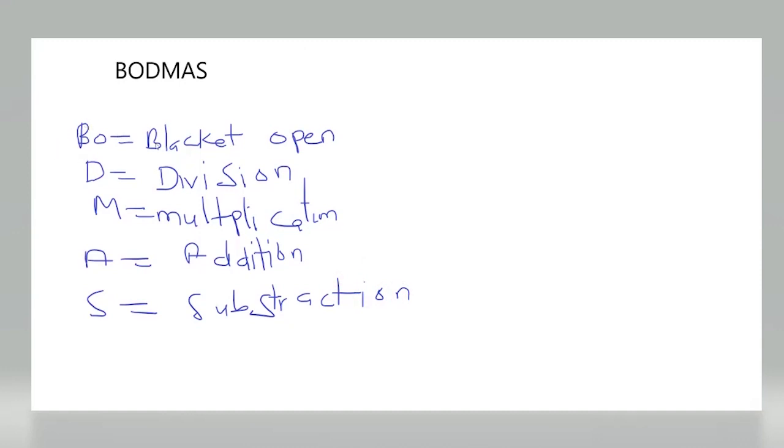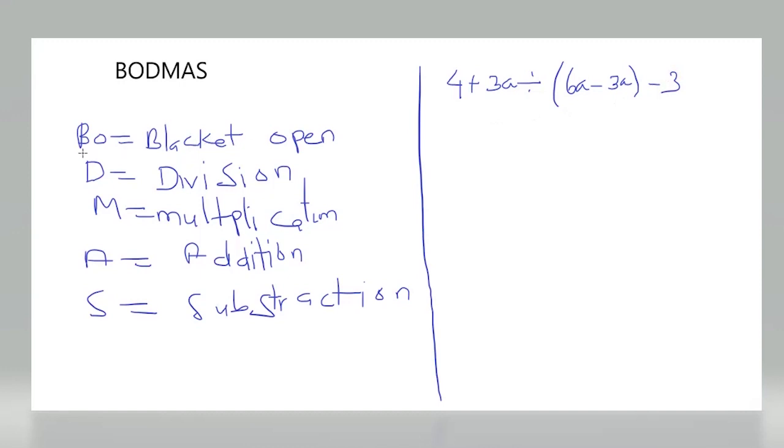Should you have an expression like this, 4 plus 3a divided by 6a minus 3a, minus 3. The first thing is you should start by opening the bracket. So the operation will start here. Okay, so we start with the values in the bracket.